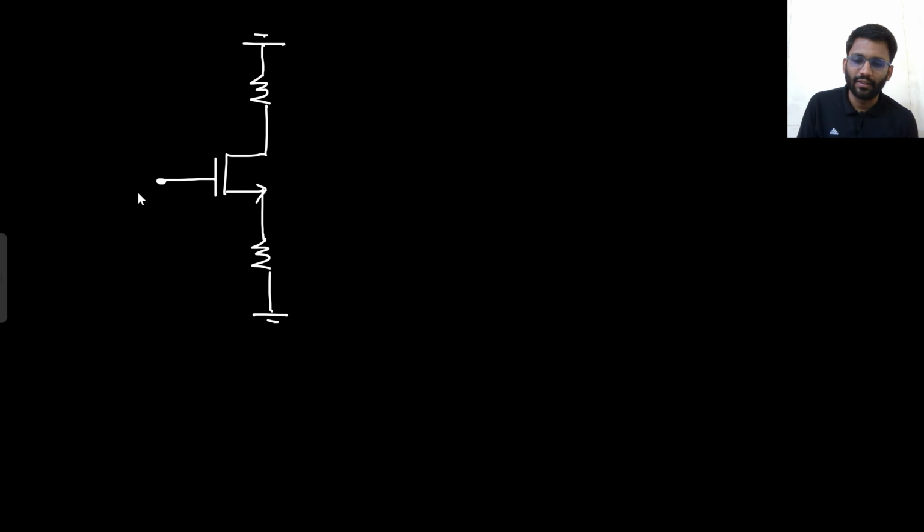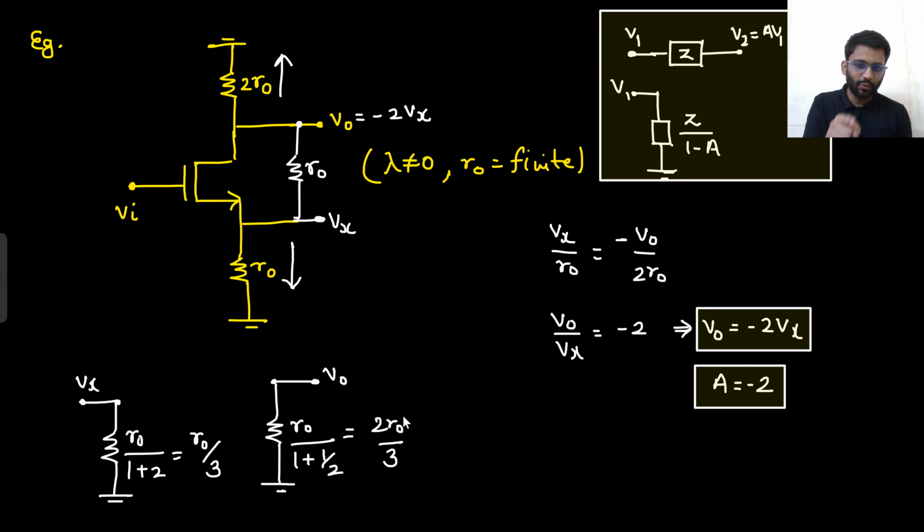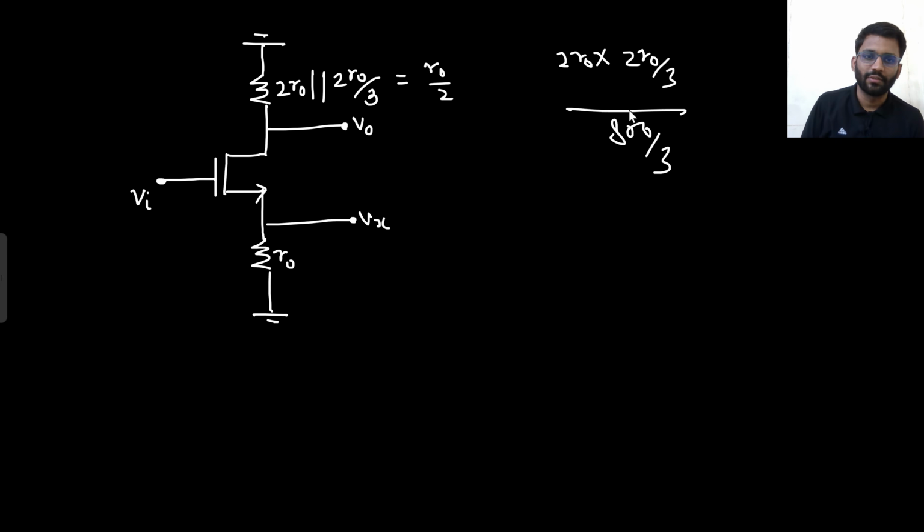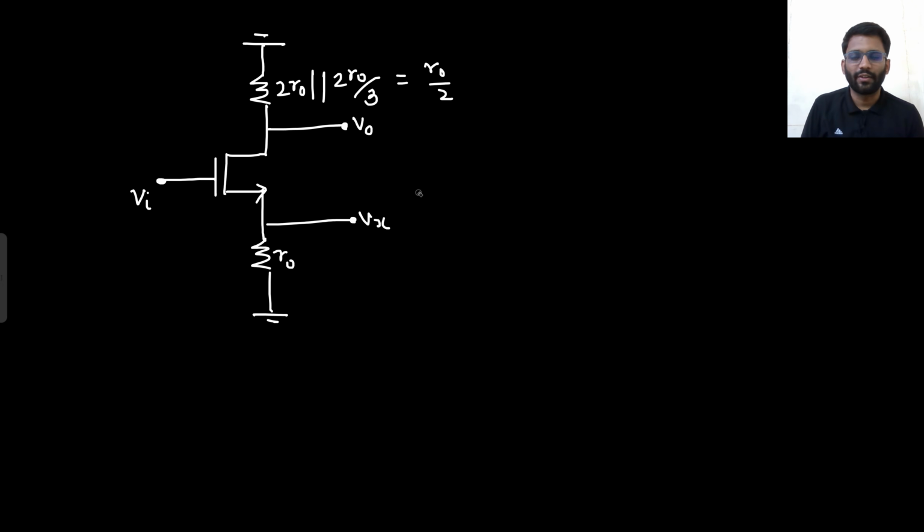So here we are having V. This is your V naught. This was your Vx, and in between you had R naught. So this was your R naught. This was your 2 R naught. So what did you conclude? That from V0 to ground you will see R naught by 1 plus 1 by 2. So from V0 to ground you will see 2 R naught by 3, and this 2 R naught is already there. So 2 R naught parallel with 2 R naught by 3. If you calculate it, as far as I remember, it will be R naught by 2. You can calculate, right? 8 R naught by 3 over 4 R naught by 2. So the parallel combination will be R naught by 2.